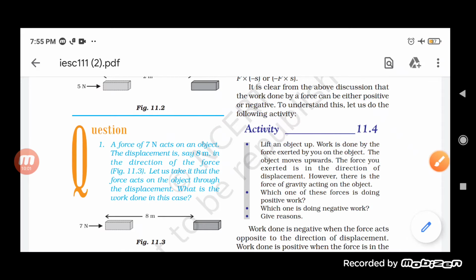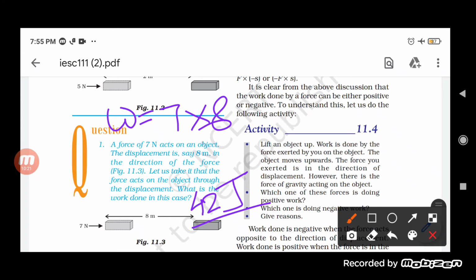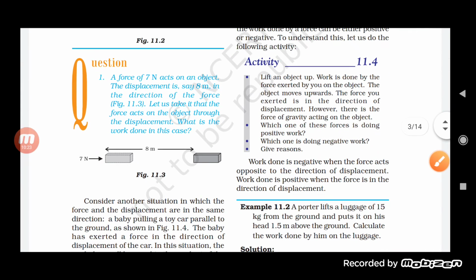What is the force here, students? So the value of the force is given. So W will be equal to: the value of the force is given as 7 Newton and the displacement is given as 8. So 7 into 8 is equal to 42. So the work in joule will be what? It will be 42 joule, or we can say here that it will be 42 Newton meter.